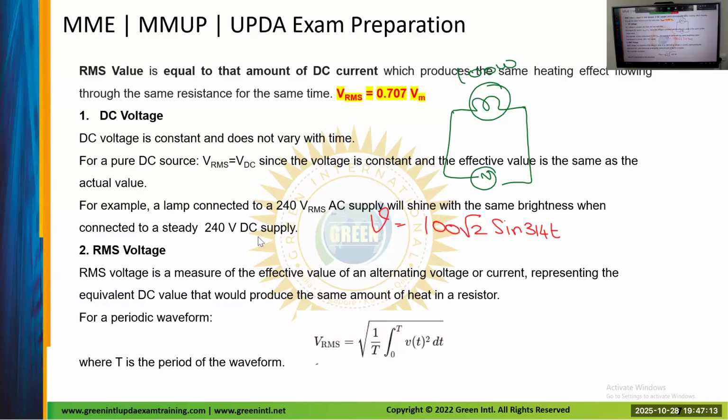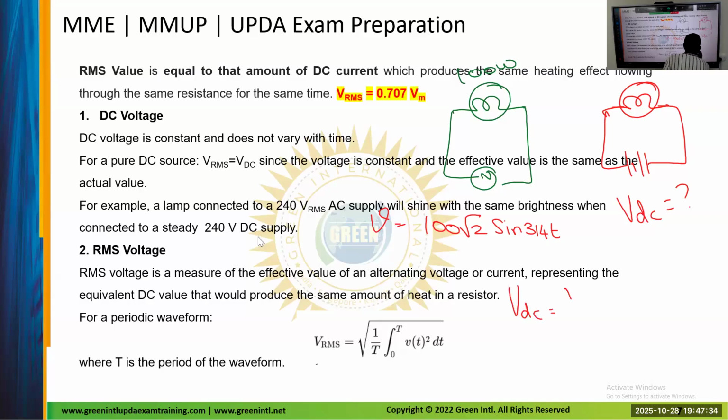To get the same brightness, how much DC voltage do we need to give? That means here we have a DC, the same lamp, and we need to calculate VDC. How to find the VDC? We know VDC is equal to VRMS. What is the formula of VRMS? VRMS is equal to Vm by root 2.